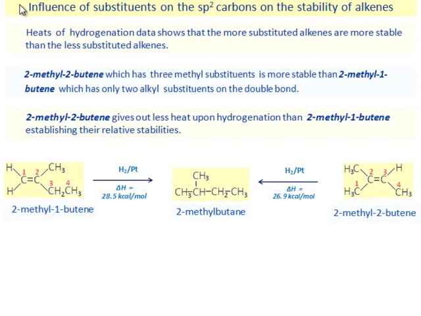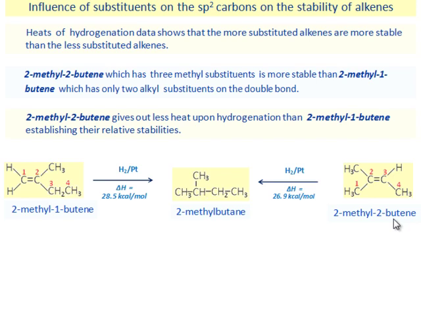Influence of substituents on the sp2 carbons on the stability of alkenes. Heats of hydrogenation data show that the more substituted alkenes are more stable than the less substituted alkenes.